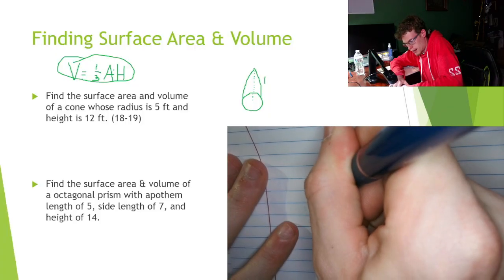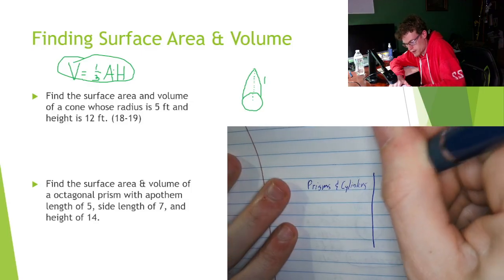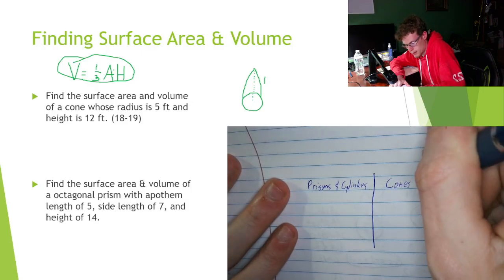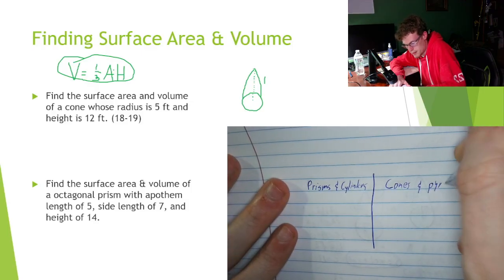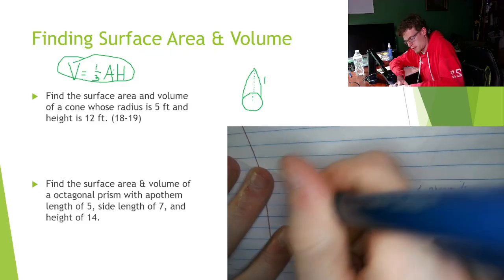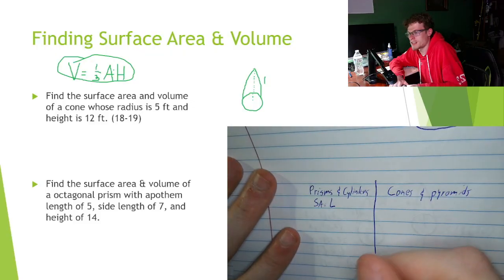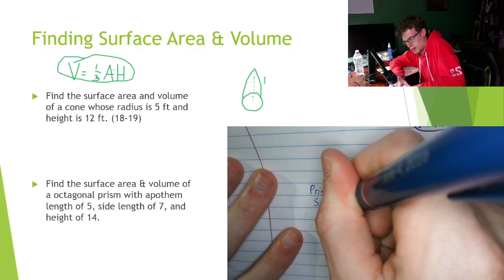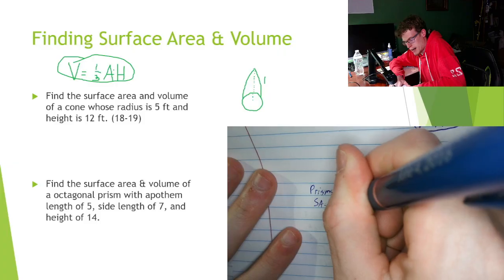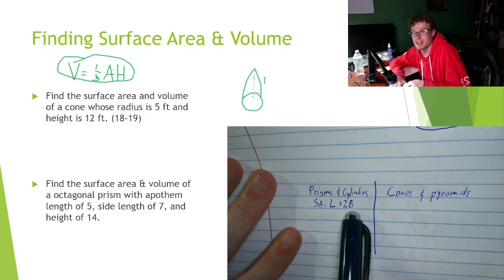Prisms and cylinders versus cones and pyramids. Prisms and cylinders: to find the surface area, you find the lateral surface area first, and then add it to 2 times the area of your base. Again, you have to determine the correct formula for area to use here.